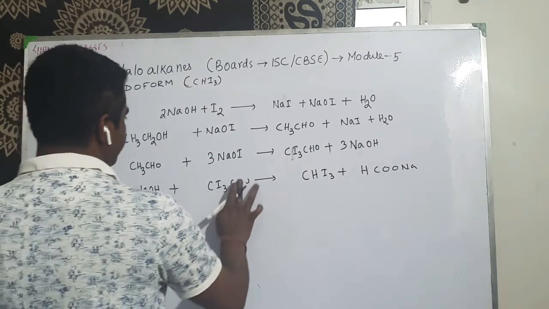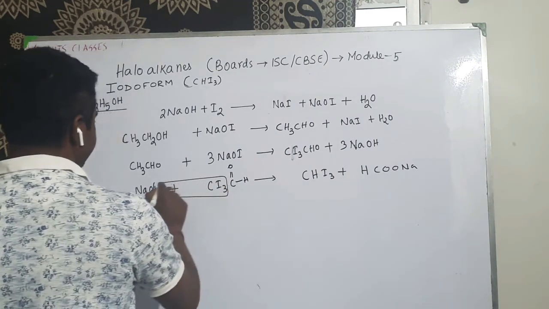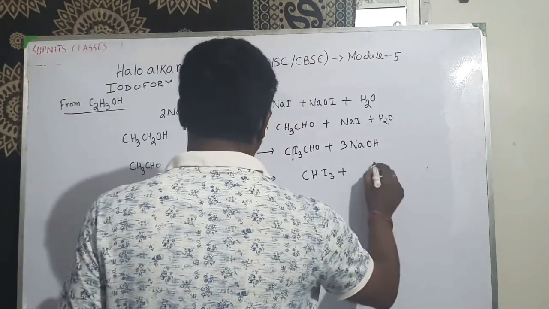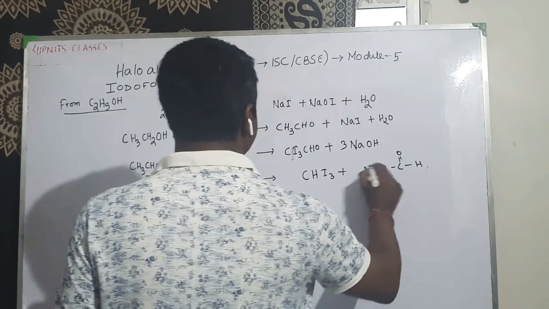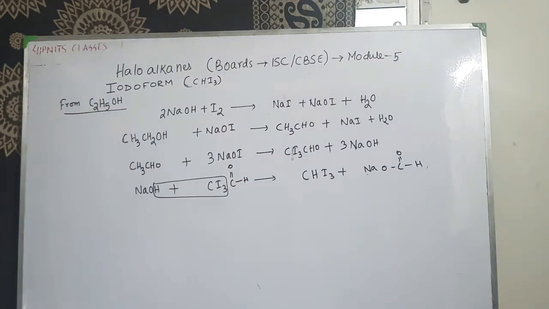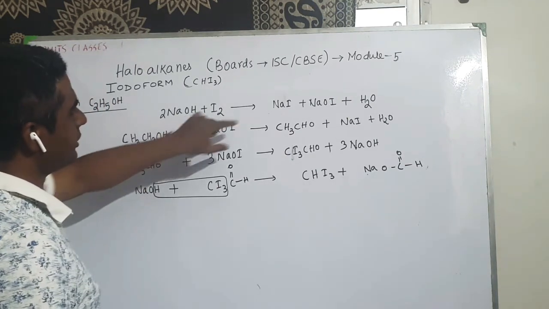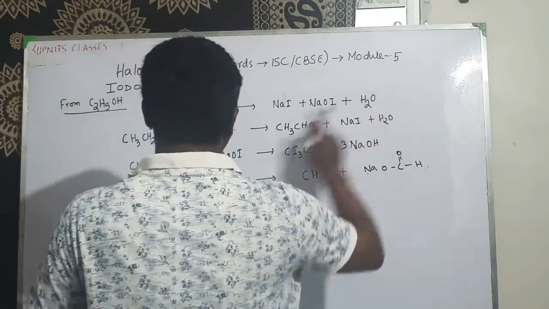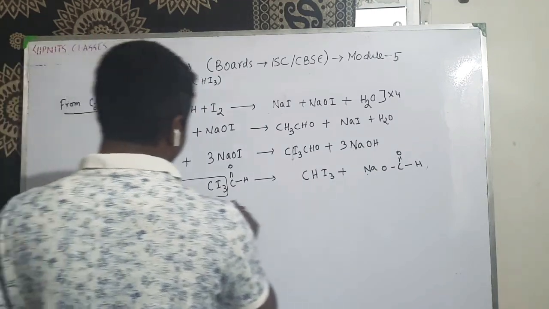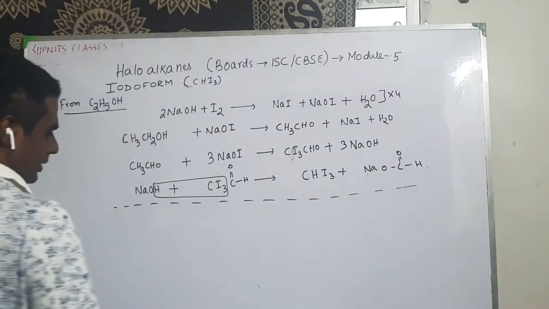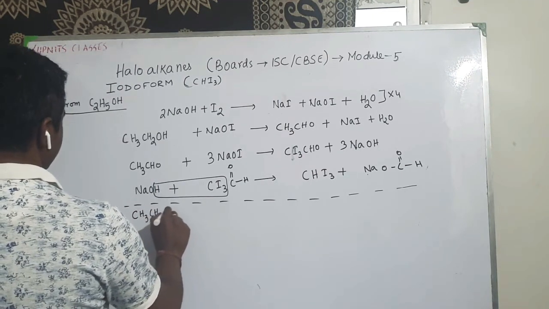If you see it this way, this will be easier for you. Take H from here, like this CHI3, and if you want me to break it, it will be like this, right? HCOONa, sodium formate. So this is the reaction. Now look at one thing very important over here. Here there are 3 NaOI used. Here only 1 NaOI is formed. So 3 plus 1, 4. So that means you have to multiply it with 4.